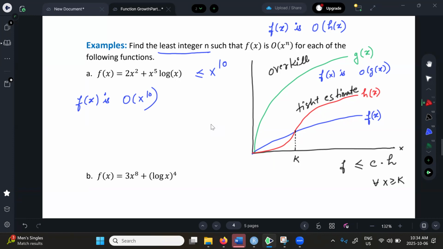Now, we can immediately discard this term. Discard 2x squared because it's small, it's irrelevant when x is very large. We can completely ignore that. The bigger term is x to the power 5 log x. You cannot say that this is less than or equal to x^5 for some c, for some k. It has to be a correct estimate. It will not work. Go back to this graph.